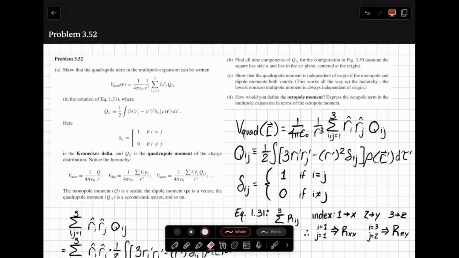In this video, I'll be solving problem 3.52, which states the following. Go ahead and pause to read. And I'll be focusing on part A, this first part. Essentially, we want to prove that the quadrupole term in the multipole expansion can be written as this equation here.